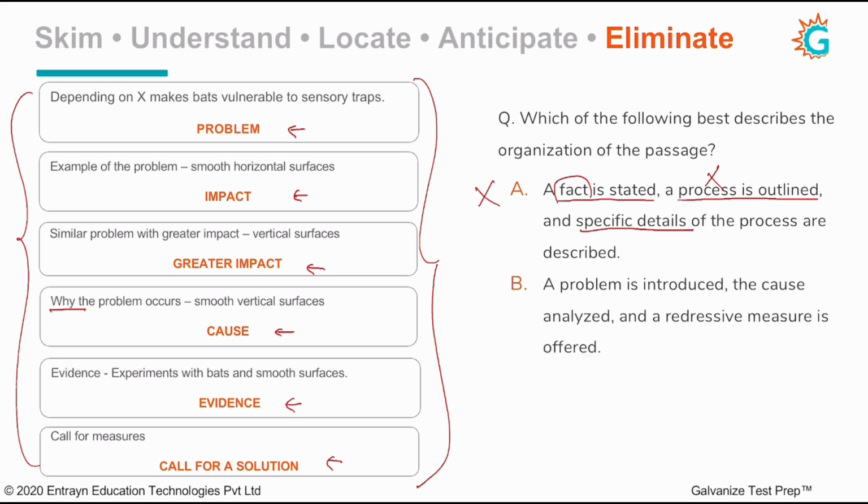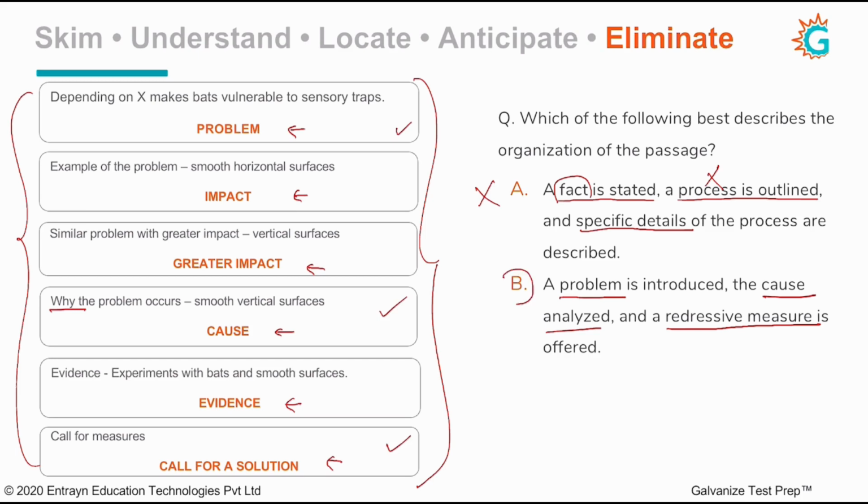Now let's move on to choice B. A problem is introduced. Sounds good so far. The cause is analyzed and a redressive measure is offered. Now this perfectly fits our structure because yes, we have a problem, we have the cause is analyzed, and there's a call for solution. So this actually follows our structure.